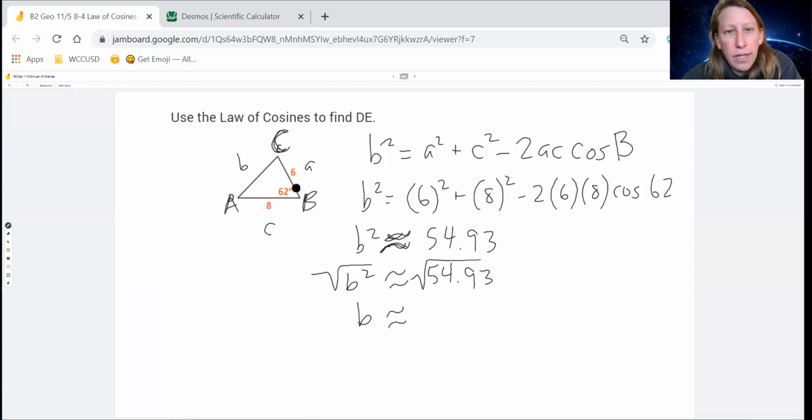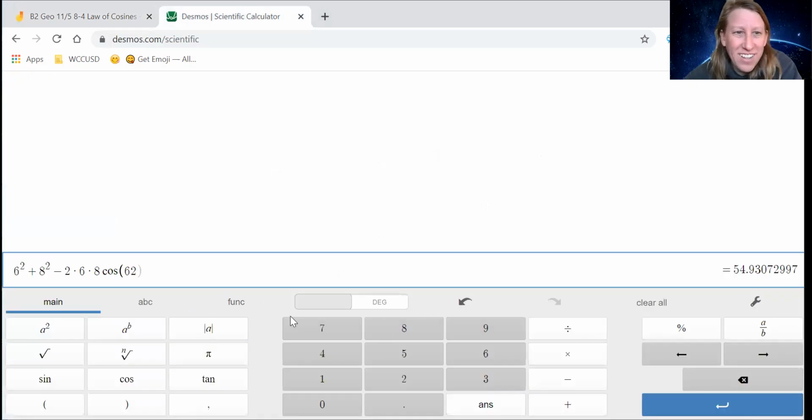Notice I had this side, the angle included, and then the other side. That's a really good clue that you're supposed to use the law of cosines. All right, and then let's finish that. I could just put a square root on the front of the whole thing. How do I undo? Aha. Let's see if I can do it.